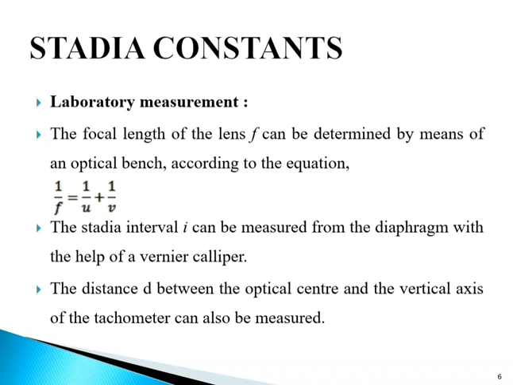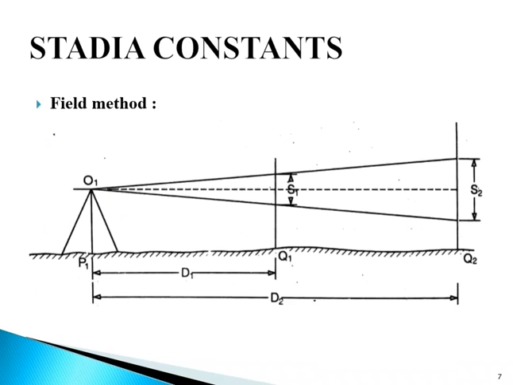The focal length of the lens f can be determined by means of an optical bench according to the equation 1 upon f is equal to 1 upon u plus 1 upon v. The STADIA interval I can be measured from the diaphragm with the help of vernier calipers. The distance d between the optical center and the vertical axis of the tachometer can also be measured. Second method is the field method.